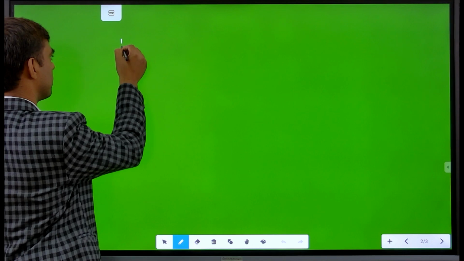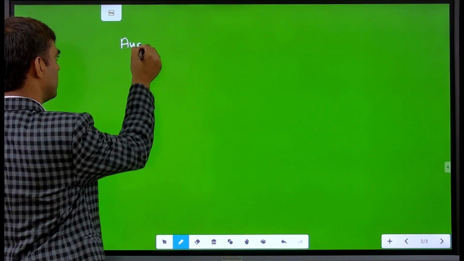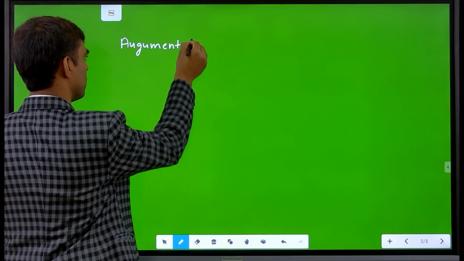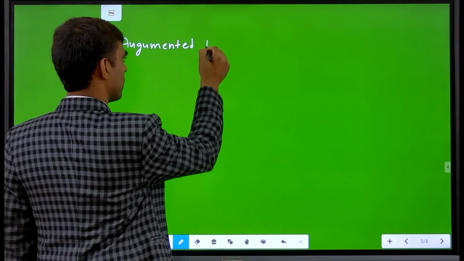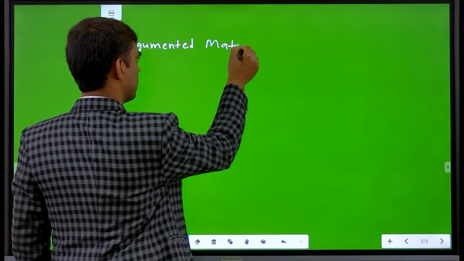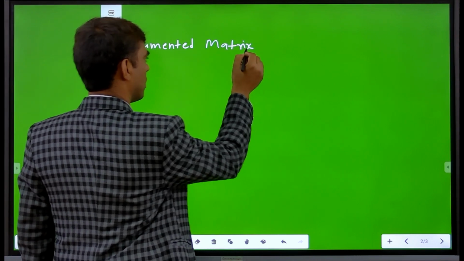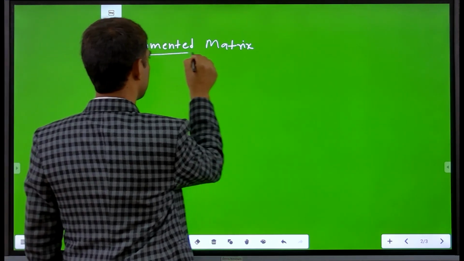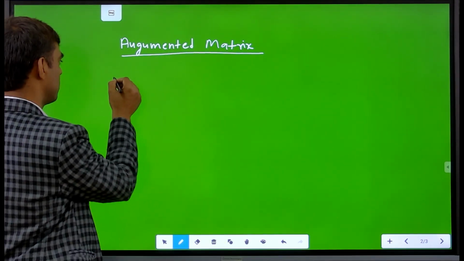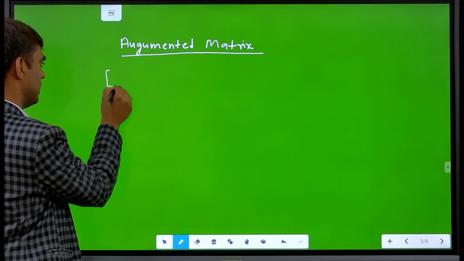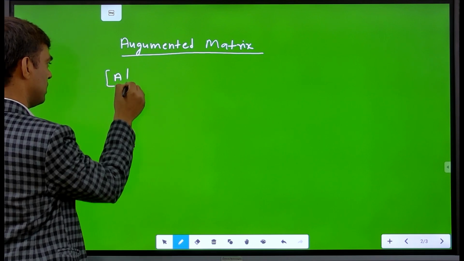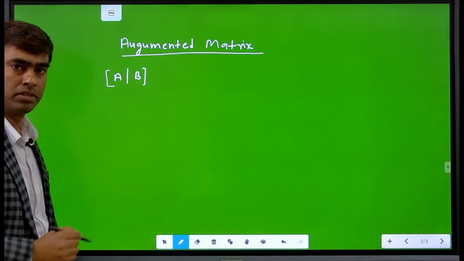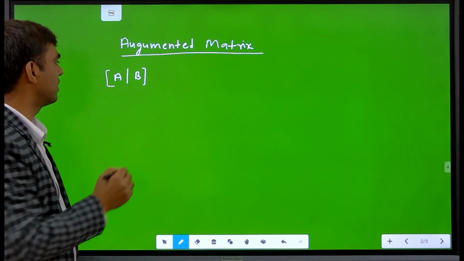Now next, we write the augmented matrix of the system of linear equations. What is the augmented matrix? We just write the matrix A, a partition, then write the matrix B. This is the augmented matrix.